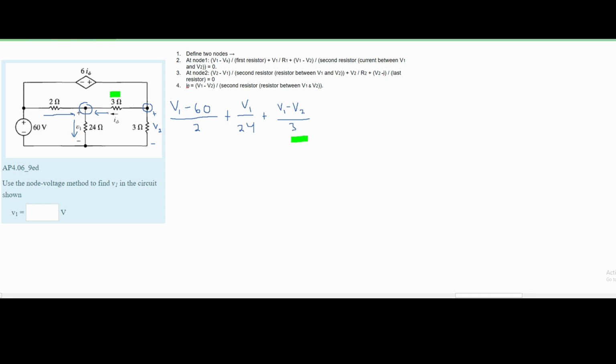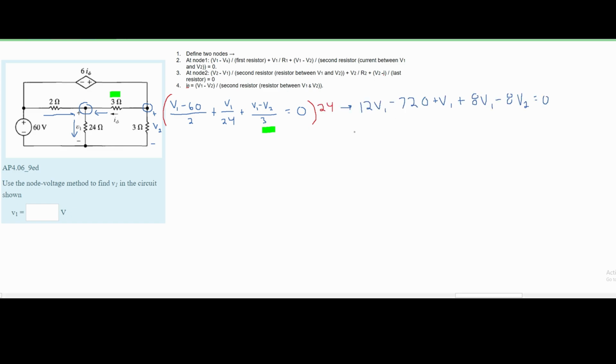And for Kirchhoff's current law, all currents going into a node, which holds true for this one as well, is going to be a negative. And then it is equal to 0. So this is our first equation. I'm going to simplify this by multiplying the entire equation by 24. If we do that, we're going to get this, and then we can further simplify this by combining like terms. And if we do that, we will get this as our final equation.